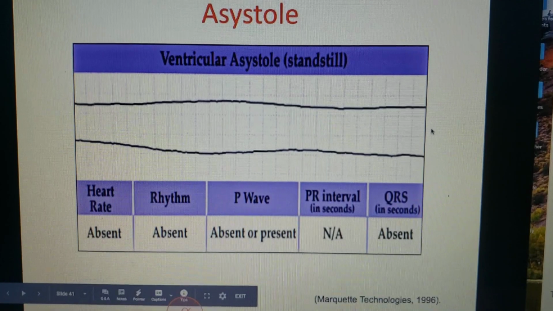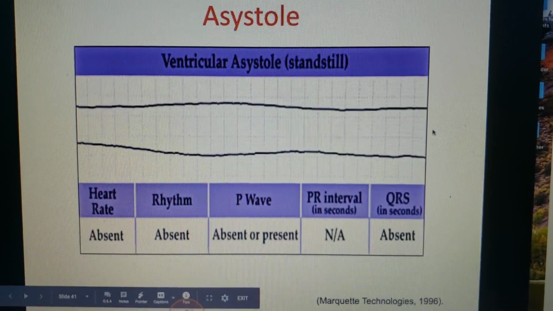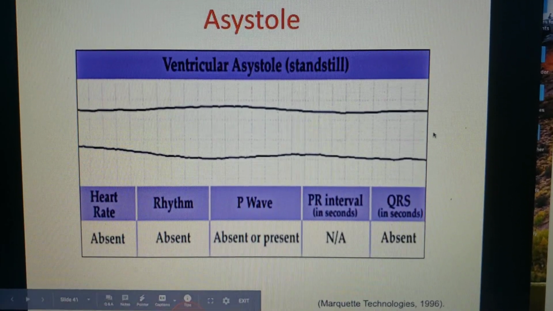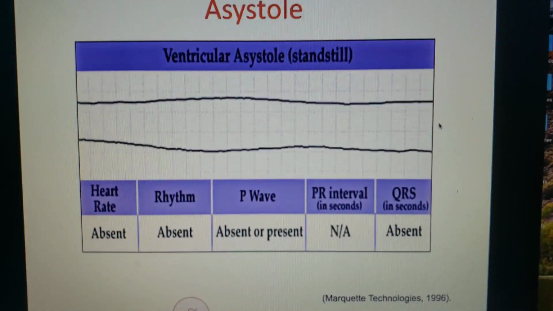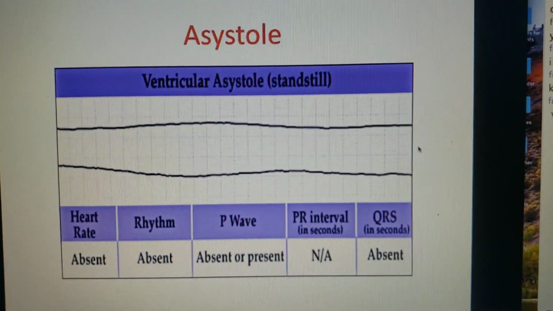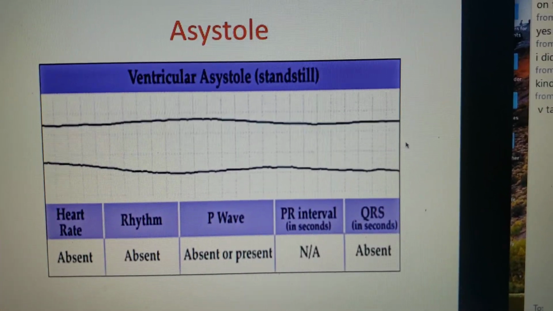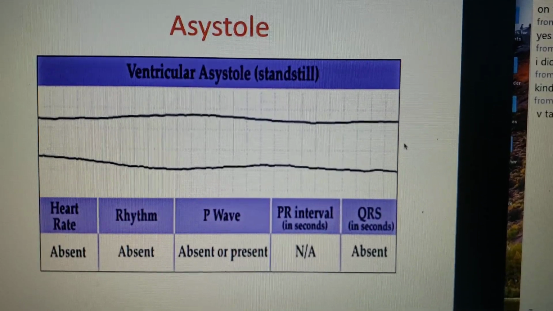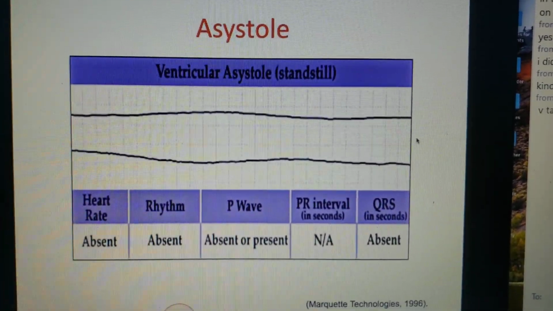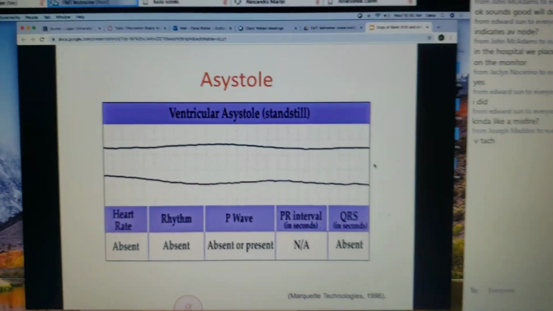We all know what this is. This is the number one rhythm that they shoot in the movies. And it drives me crazy. Asystole, there's no electrical activity. There's no energy getting into that part. We don't shock this. Okay. I always think of this example every time I talk about this.